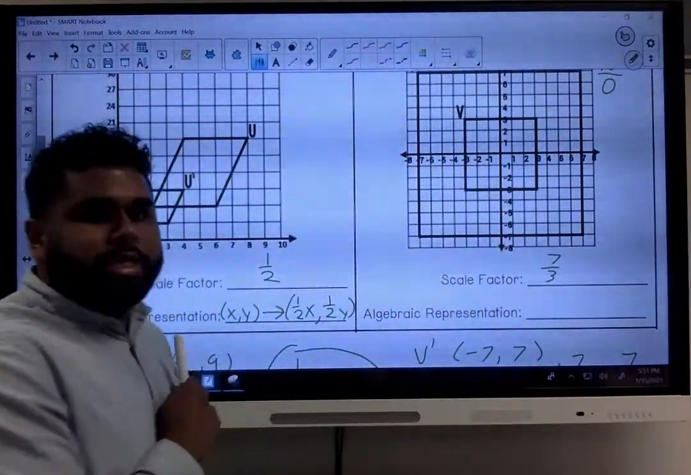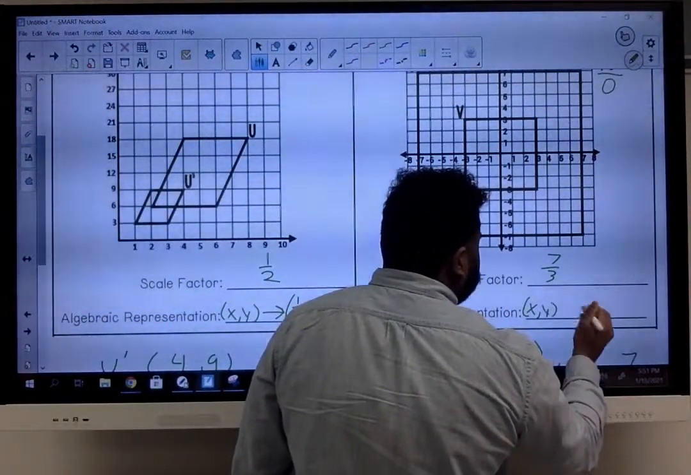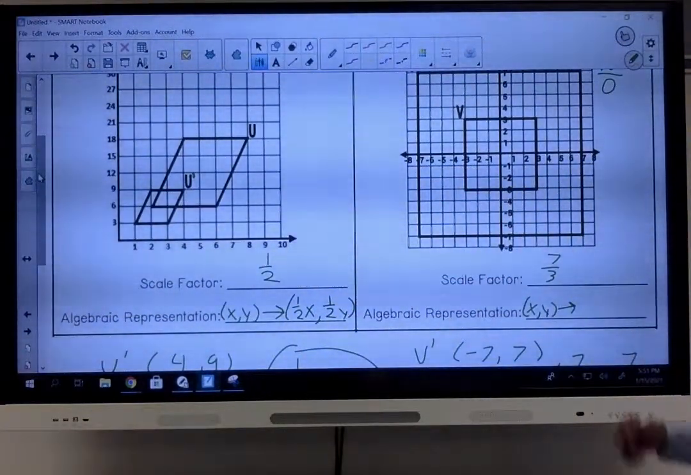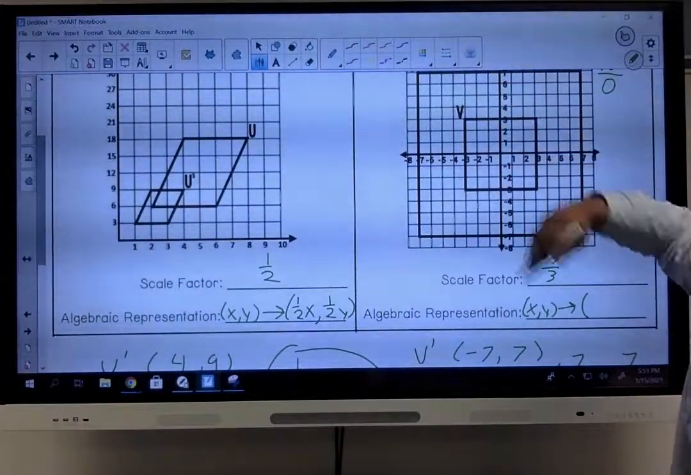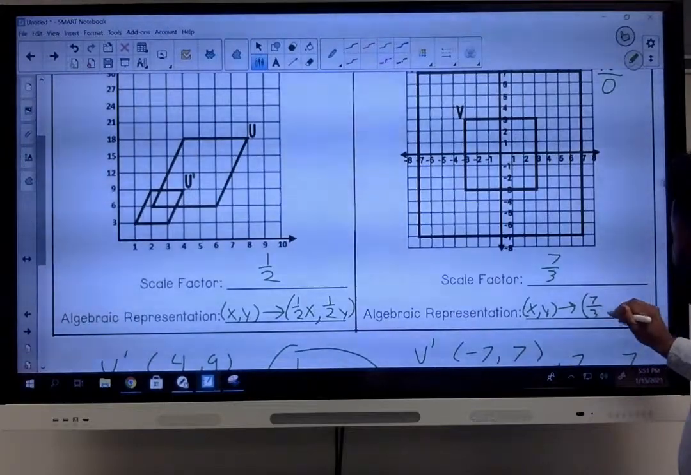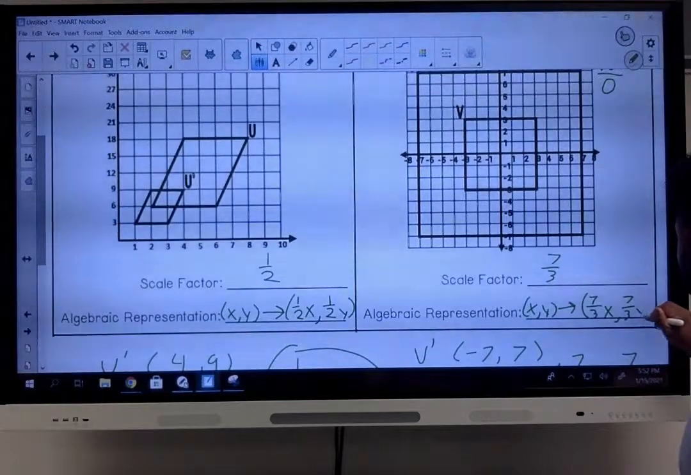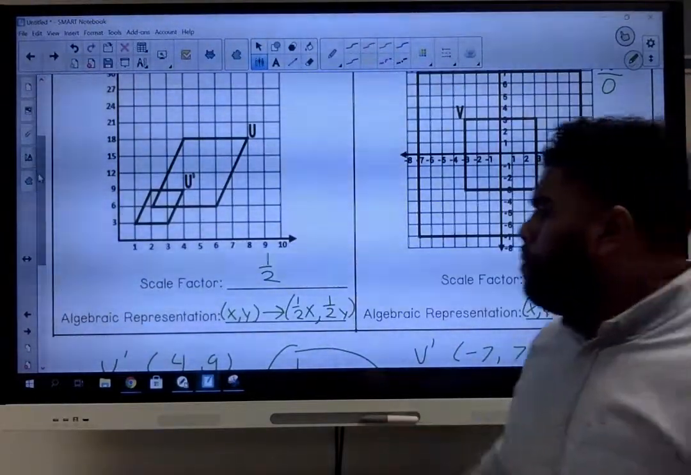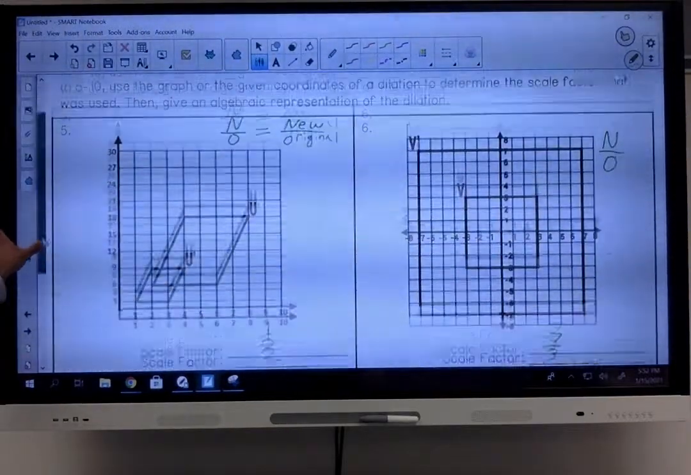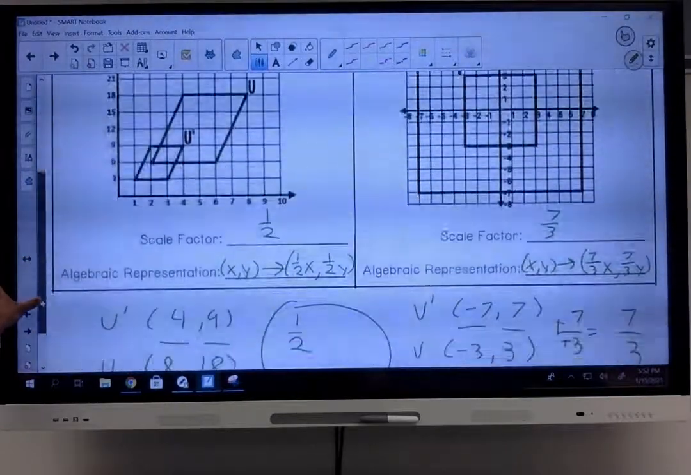What's the algebraic representation? Again, it always starts out as x and y in the parentheses, and then you draw an arrow for a transformation happening. What do we multiply our x and y by to get to the new v prime? 7 over 3. So you put that 7 over 3 in front of the x and the y. I'll scroll back up here just in case you didn't get this.